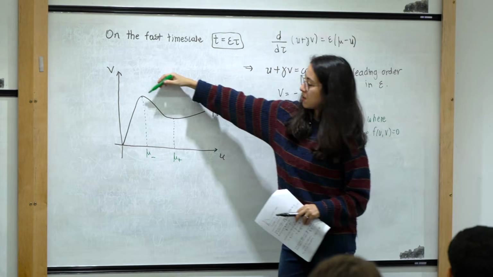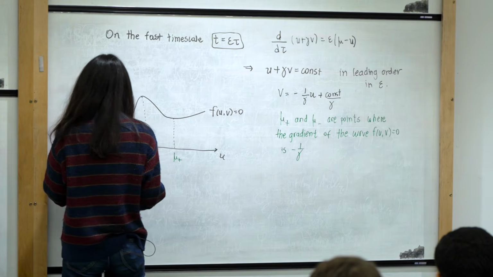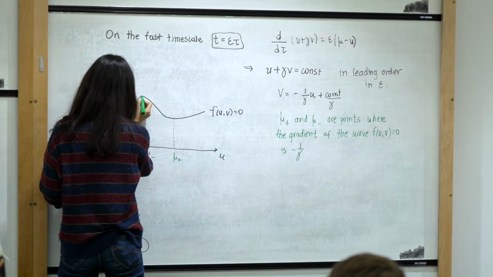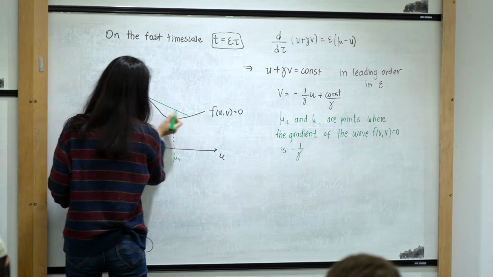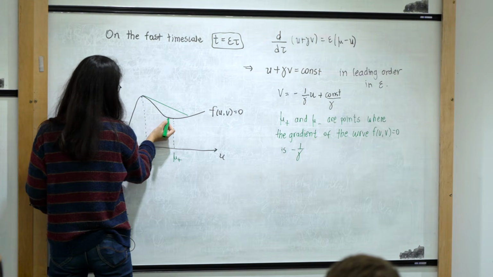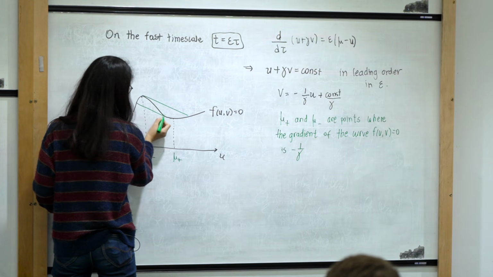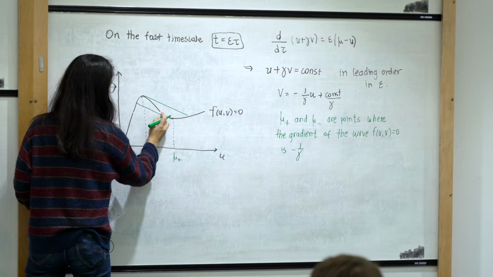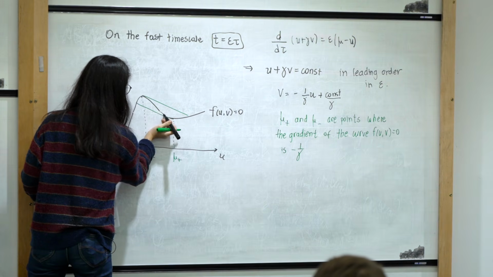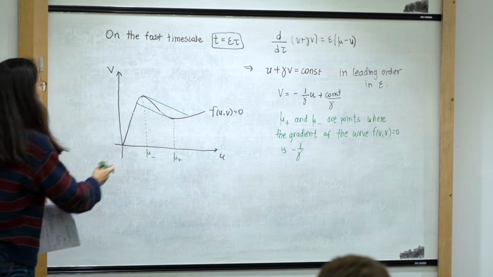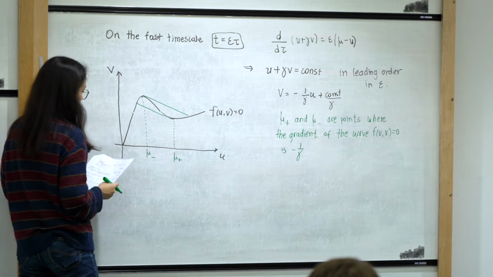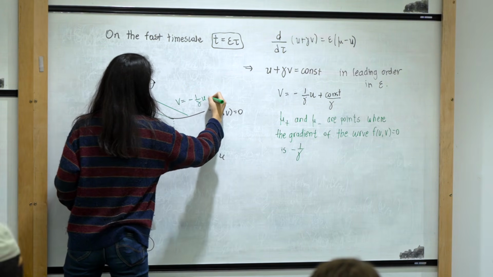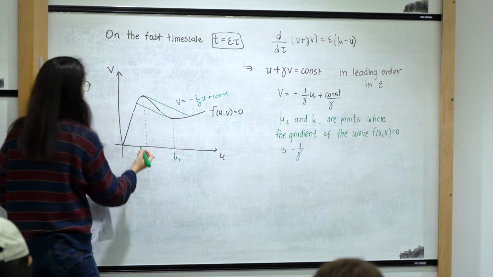So if I draw now the gradient of this, let's see how I do this. This will be another line that hits here with the same slope, more or less. Maybe that curve should not be drawn exactly like that. Okay, so if I take the slope of this, it will be minus 1 over gamma. So this is v is equal to minus 1 over gamma u plus some constant. And then this also.